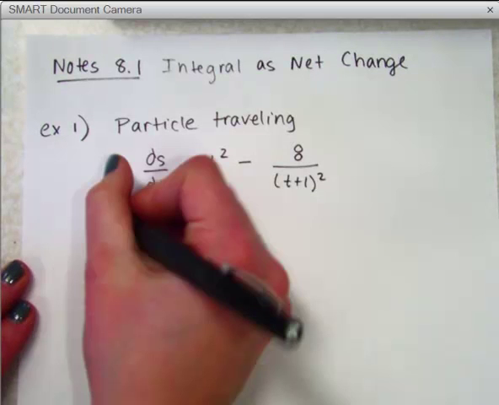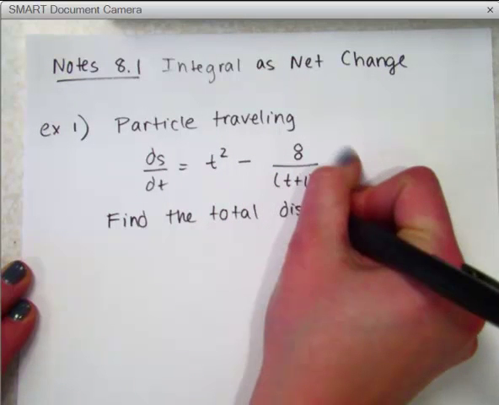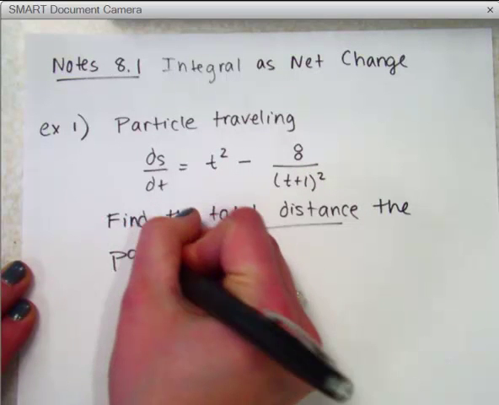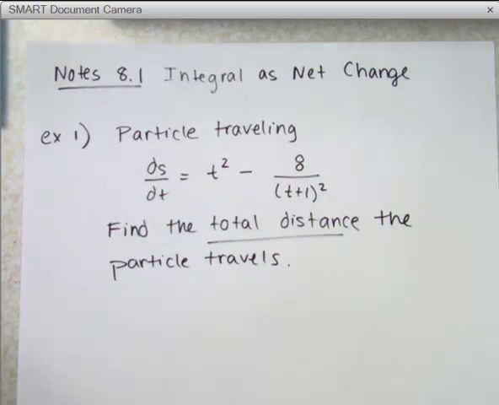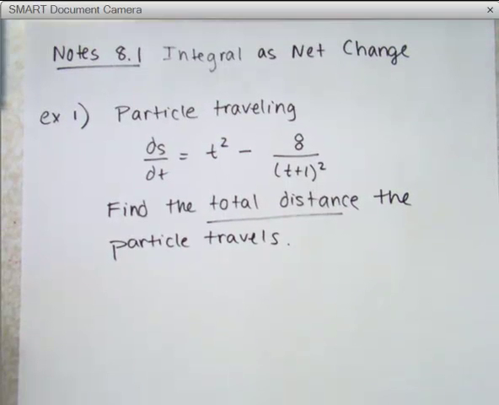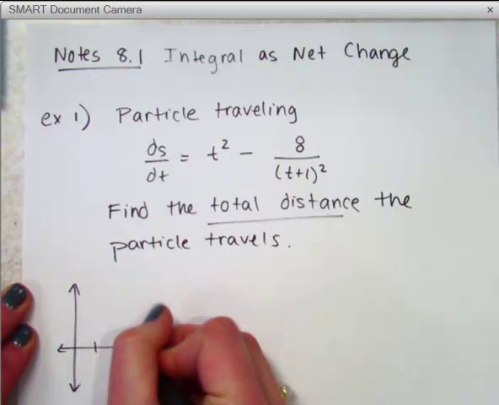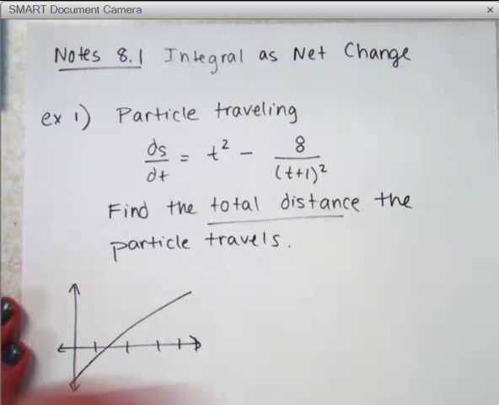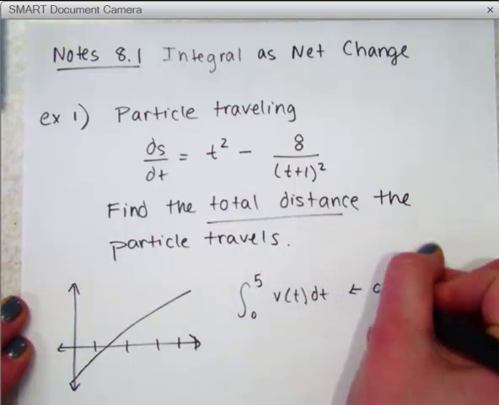All right, our question today asks us to find the total distance the particle travels. So we're going to show how to do this in a couple ways. So recall from yesterday we had the particle's velocity. It looks something like that. Obviously, when we integrated from 0 to 5 our velocity equation, that gave us the displacement.